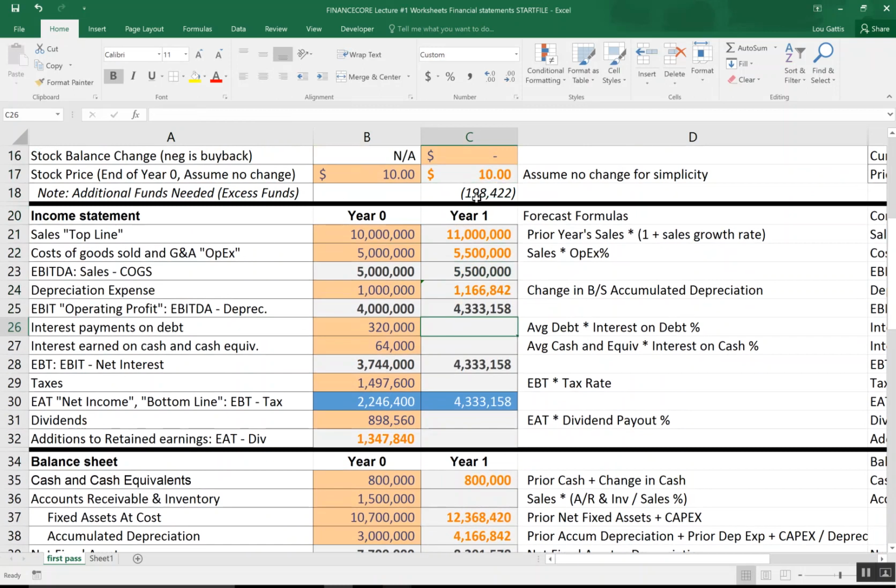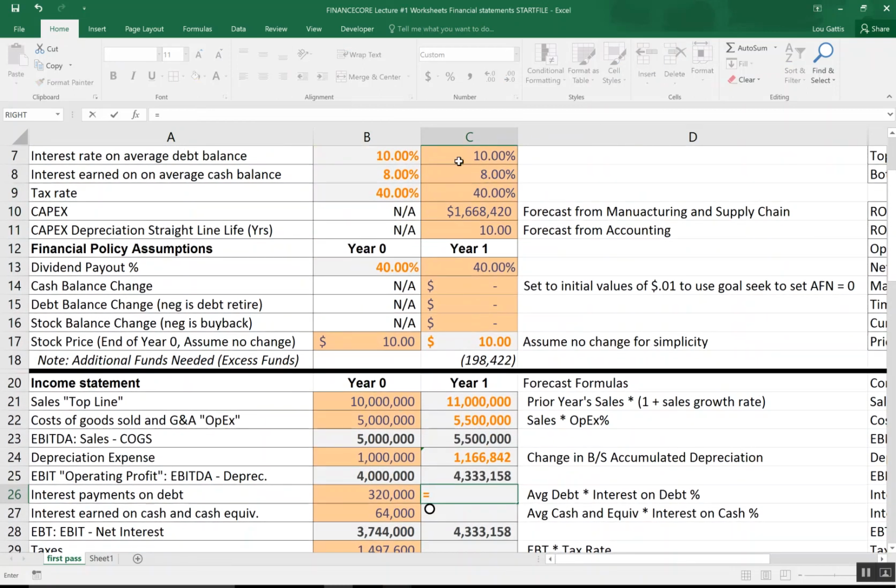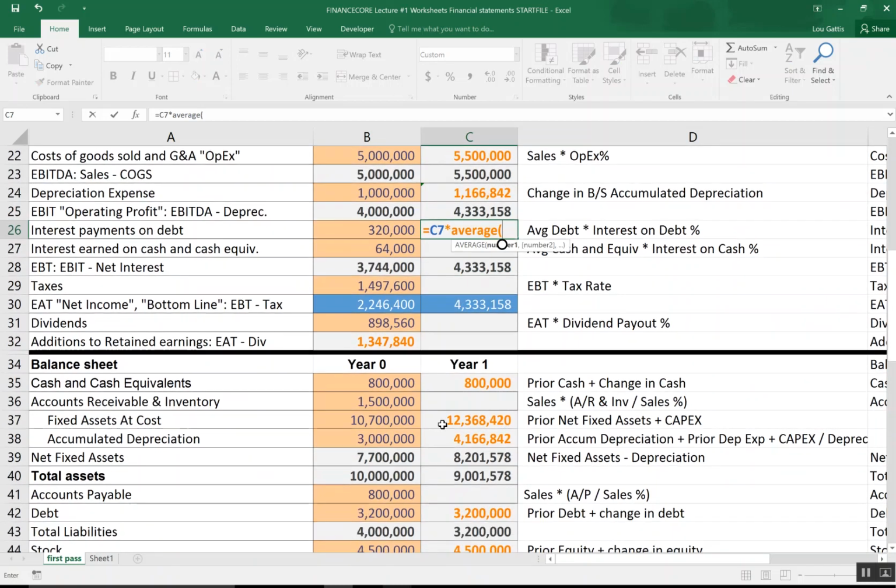My interest on debt. We're going to take the interest rate on our loans of 10%, which is a value driver, times the average debt balance. So I'll just use the average function, average, open paren, and let's grab the two debt balances, year 0, comma, year 1.